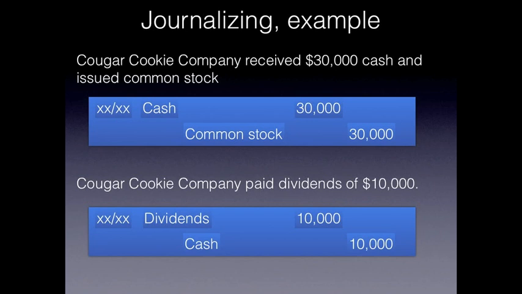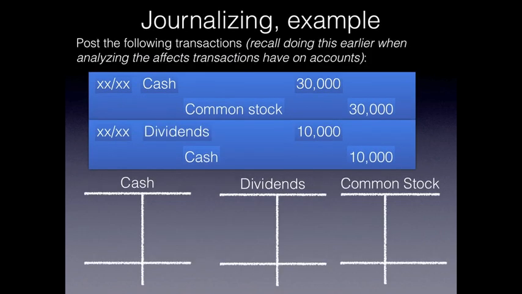So now we've done the journal entries. So let's go back to a prior video where we actually had the T accounts, and we're going to post this information. When we move information from the journal to the ledger, and the ledger is where the T accounts are housed, that is called posting. So here are the two transactions that we just journalized, and I want to post these into the proper accounts.